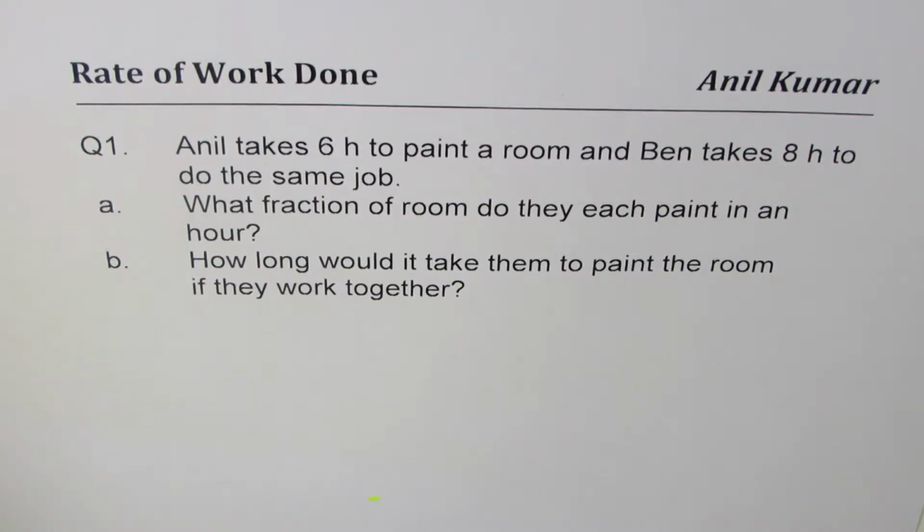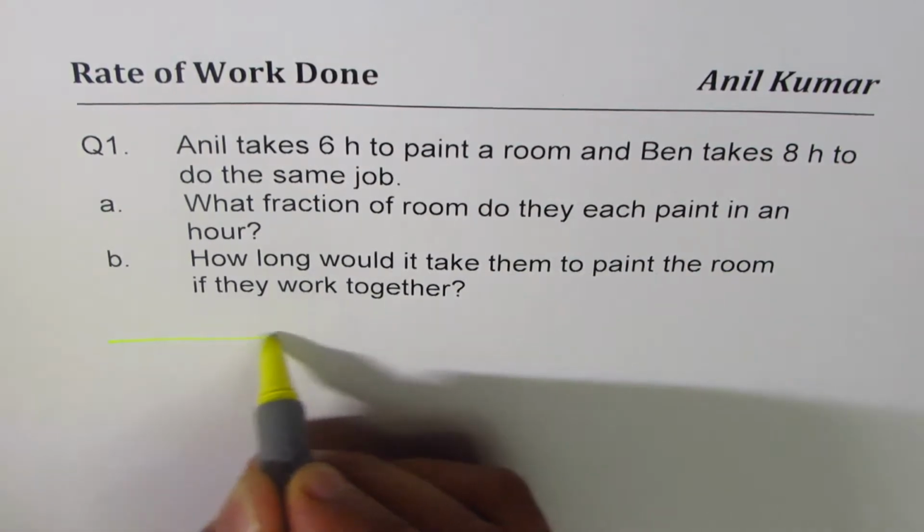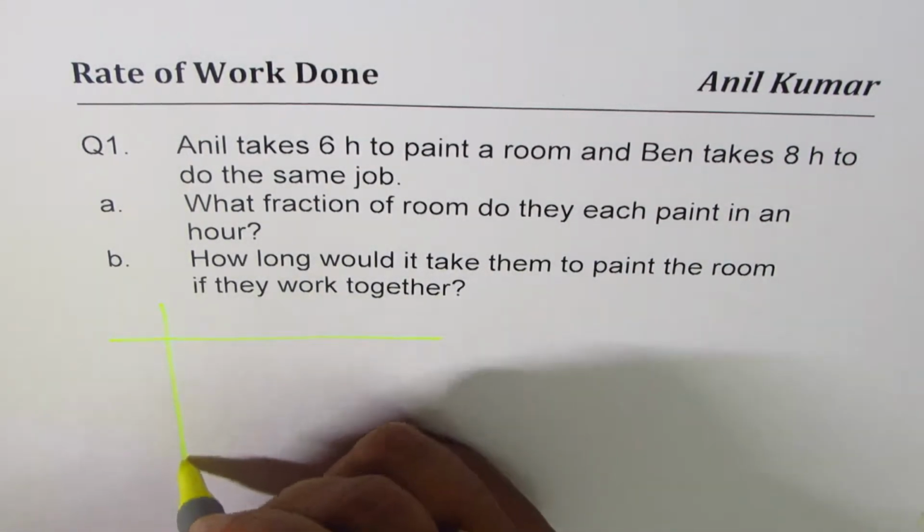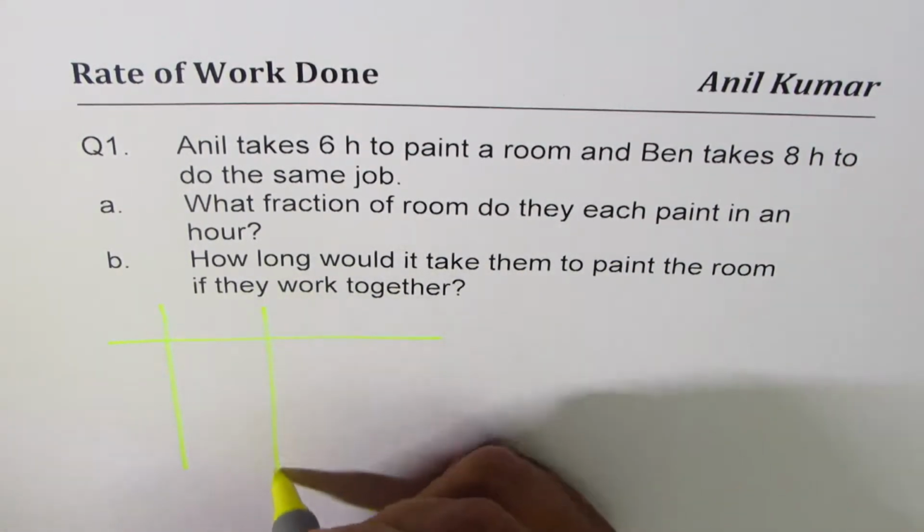Question number one is Anil takes 6 hours to paint a room and Ben takes 8 hours to do the same job. Part A is what fraction of room do they each paint in an hour? And part B is how long would it take them to paint the room if they work together? So that's the question for you. You can always pause the video, answer the question, and then look into my suggestions, correct?